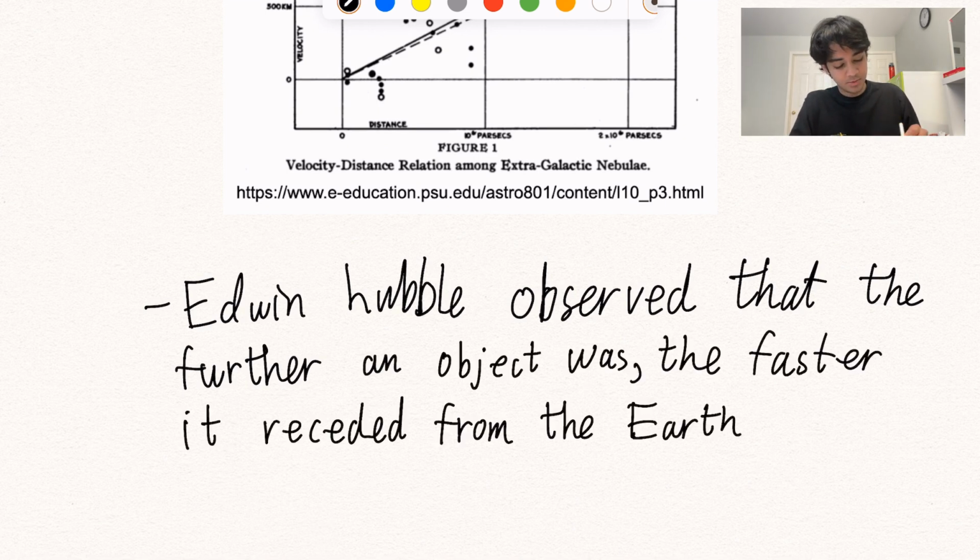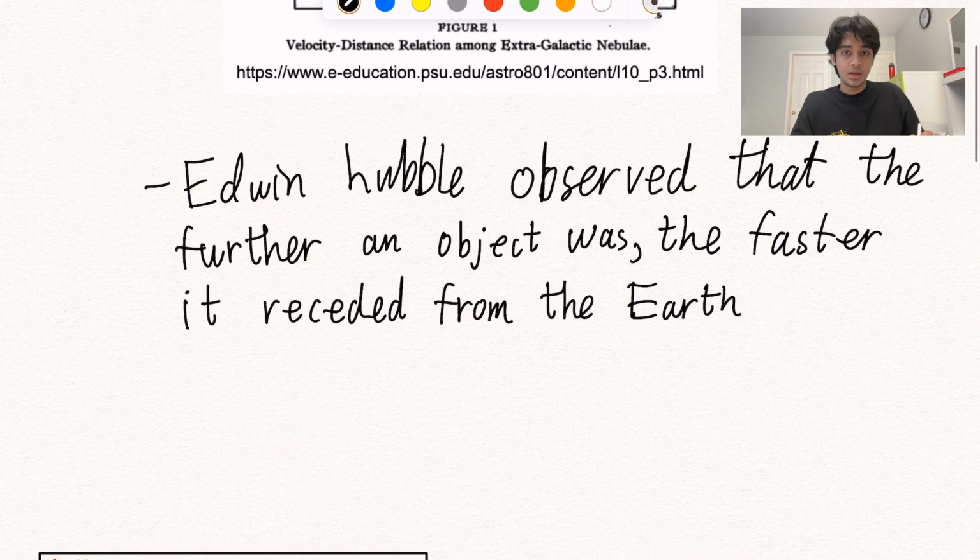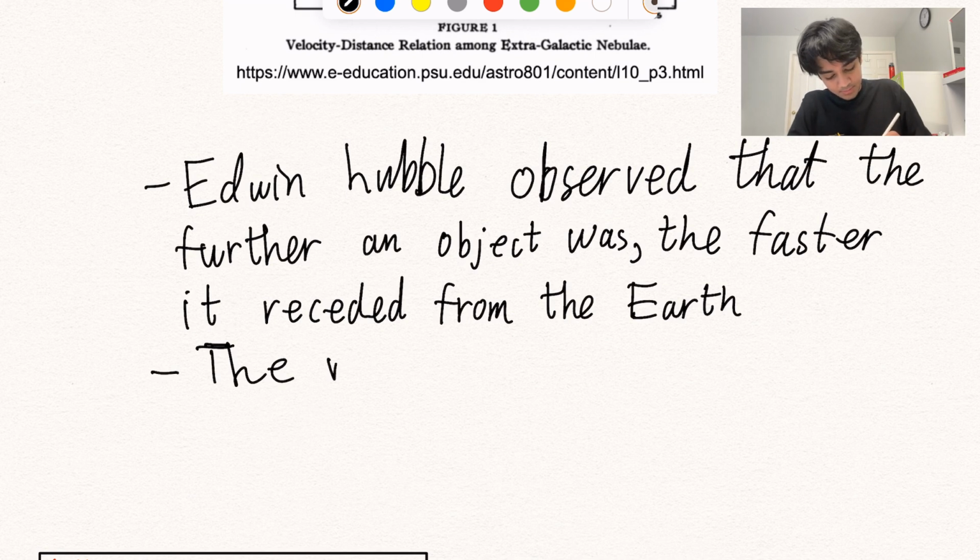Edwin Hubble observed that the further an object was, the faster it receded from the Earth. And our second point is the relation is linear.